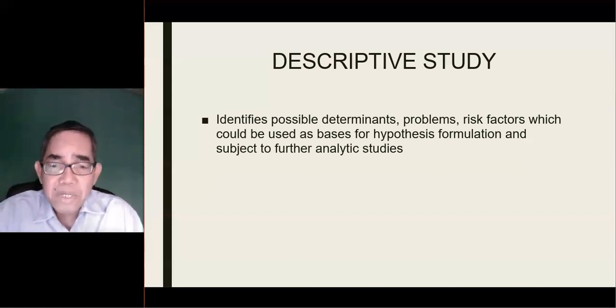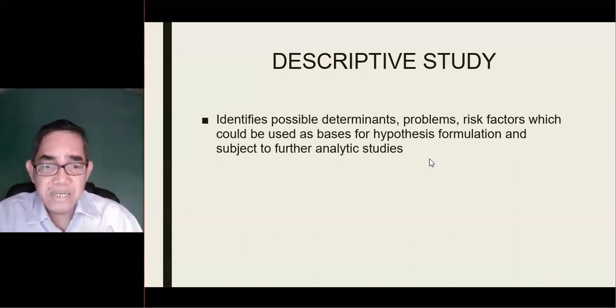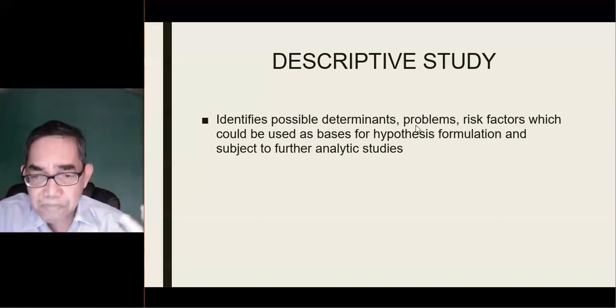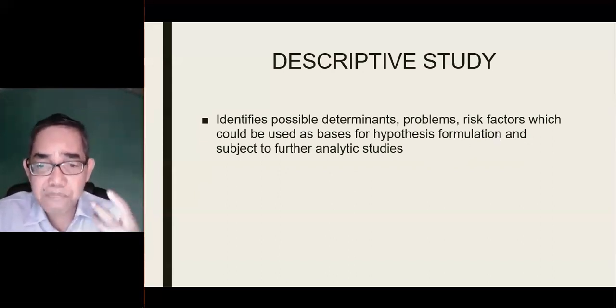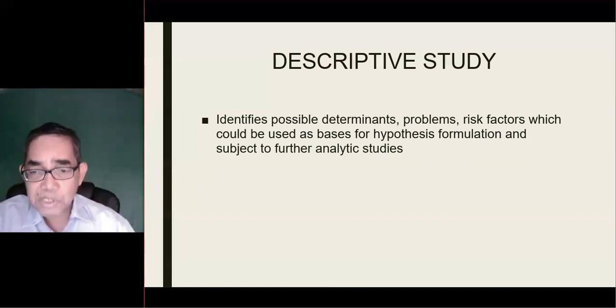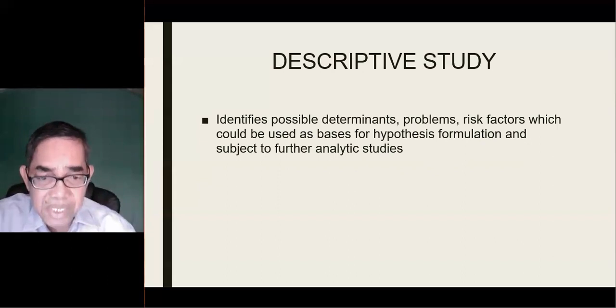Okay, now a descriptive study identifies possible determinants, problems, risk factors, which could be used later on as a basis for hypothesis formulation, and then we subject that study to further analytic studies.